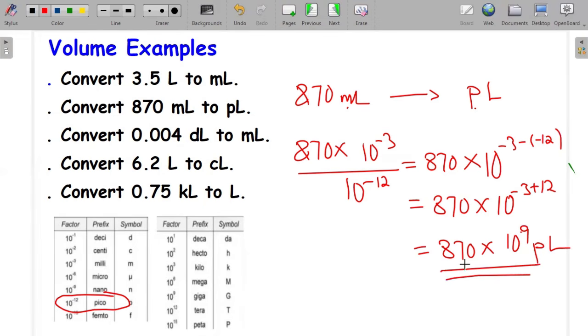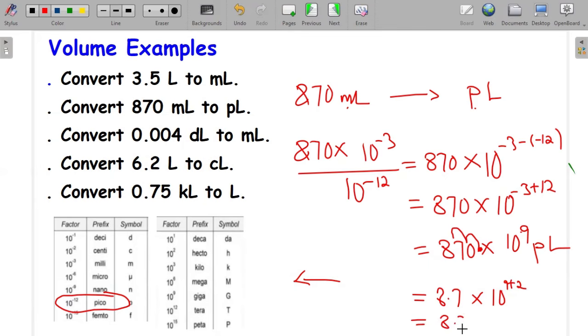Okay. So we can actually express that in scientific notation. So I move the decimal point, which is here. So I move it 1, 2. So that will be 8.7, okay, times 10 to the power 9. And then since I've moved 2 steps to the left, I have to add a 2 there. So that will just be 8.7 multiplied by 10 to the power 11, like that. So that will be picoliters.